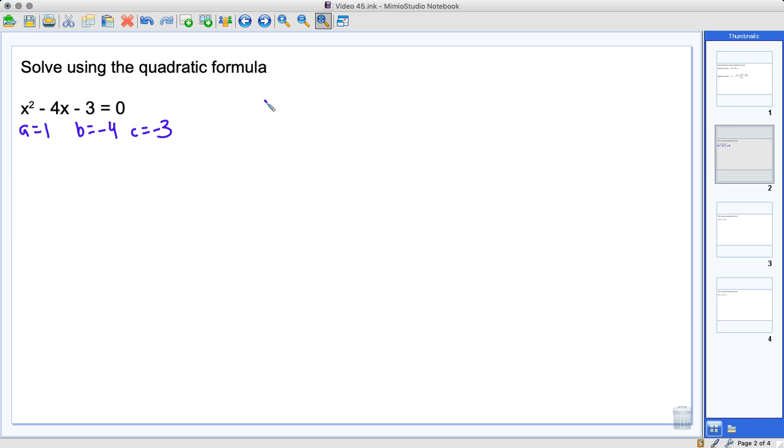So then solving, we're going to have x equals negative b, so negative 4, plus or minus the square root of b squared, so negative 4 squared, minus 4 times a, which is 1, times c, which is negative 3, all over 2 times a, which is 1.